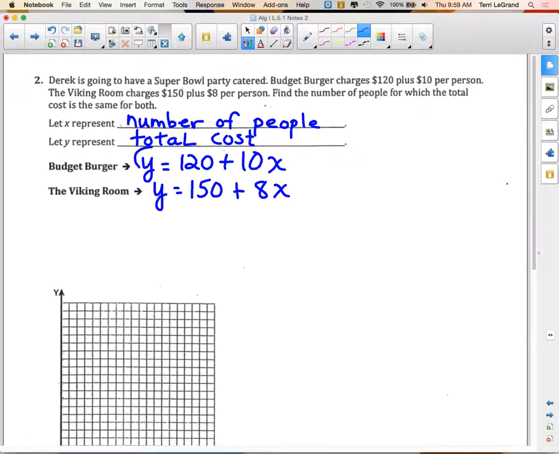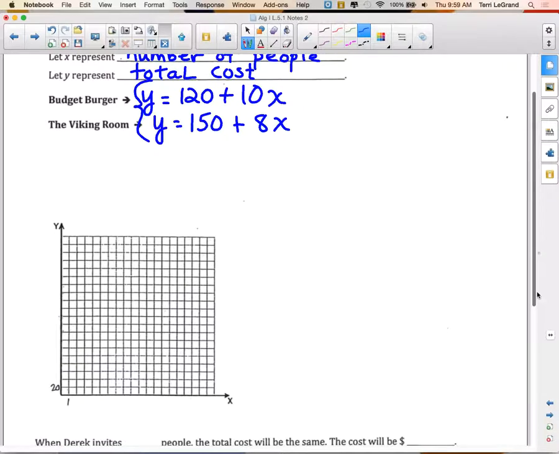Yeah, you know what, let's just put our little fancy bracket right there. Those two equations working together will help us determine that, because we're told to find the number of people for which the total cost is the same for both. In other words, if I just want to flip a coin to decide, how many people should I invite then? Because then it won't matter dollar-wise. Okay, are they both ready to graph? Are they both in graphing friendly form, in other words?